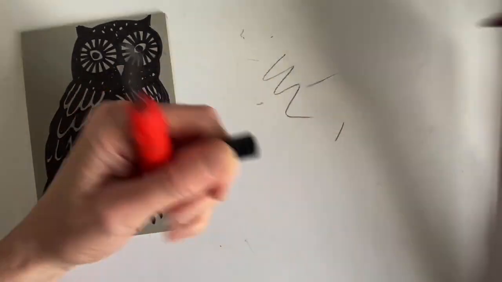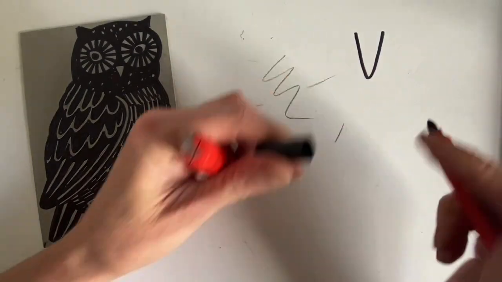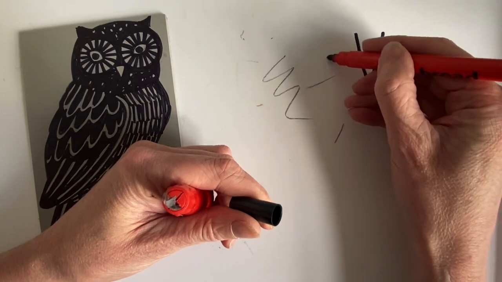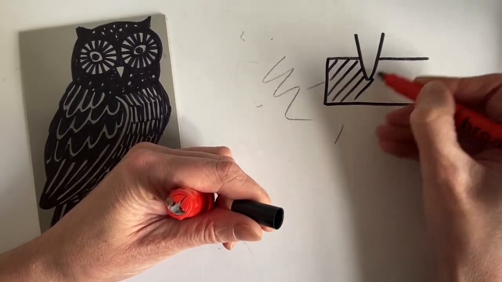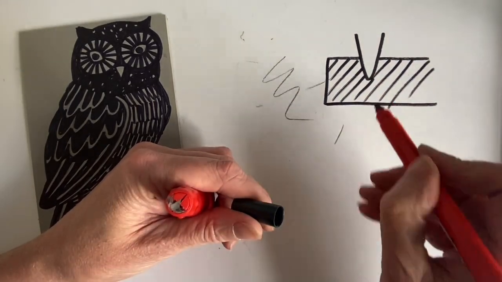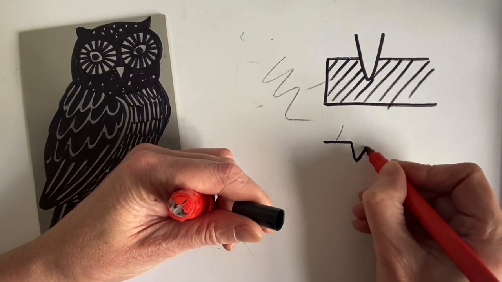Now, I'm going to draw the V. So imagine this is the tip of the blade, and we want to cut through the lino. Here's the lino in cross section. That's a piece of lino. That's it in cross section. So the blade is going to go into the lino and leave a channel, a V-shaped channel, into the surface of the lino.